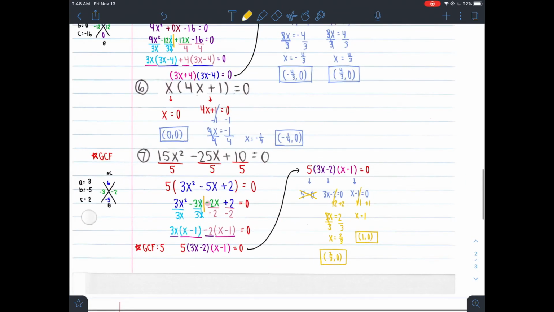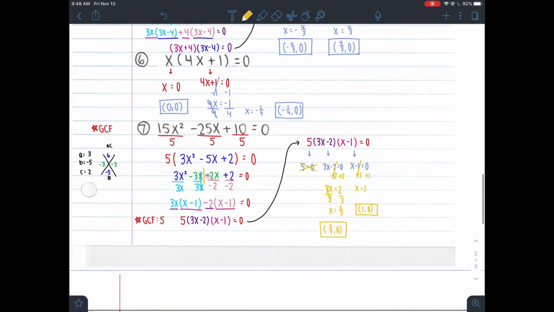So that is the section for factoring. We have one more word problem left.